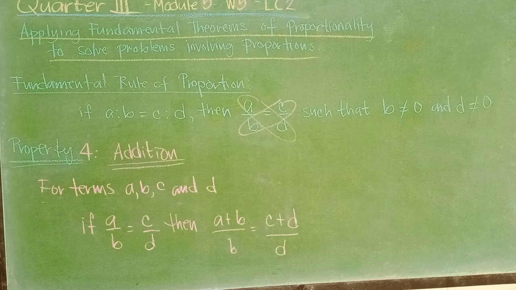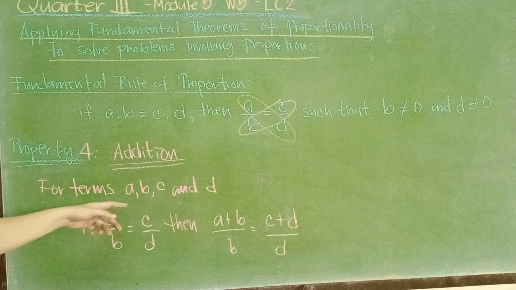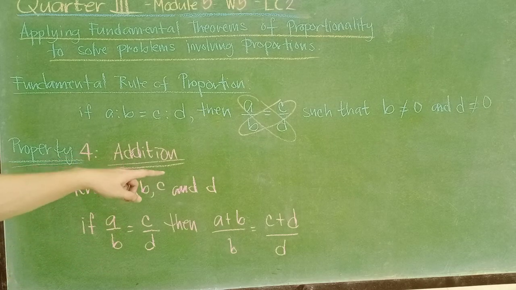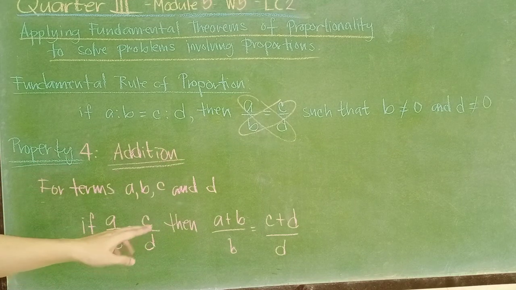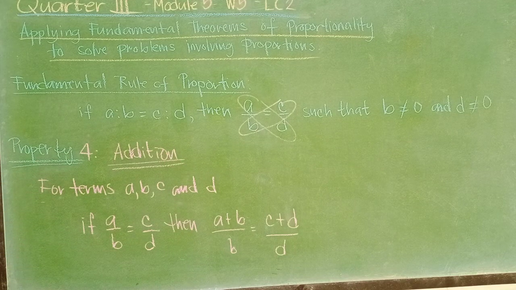Okay, for property number 4, which is addition, for terms A, B, C, and D. So if A over B is equal to C over D, then A plus B over B is equal to C plus D over D, provided yung B and D cannot be equal to 0. So sinasabi niya sa property number 4, which is addition, obviously, we have addition sign.